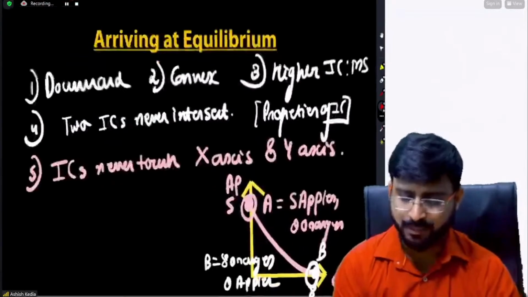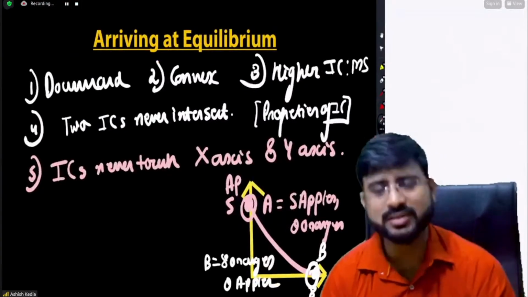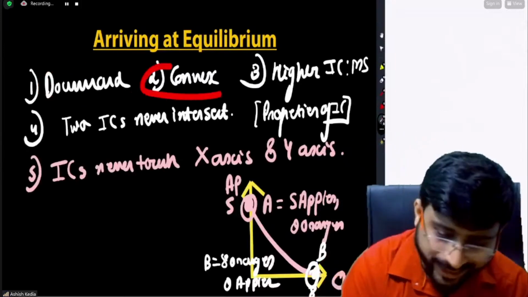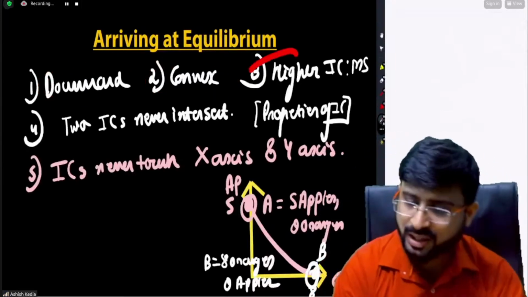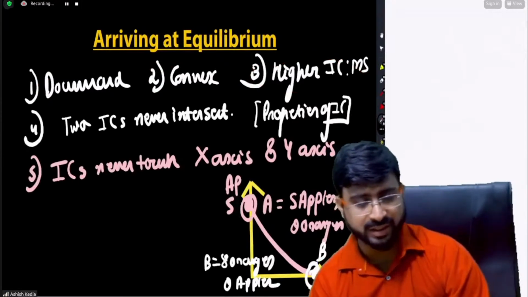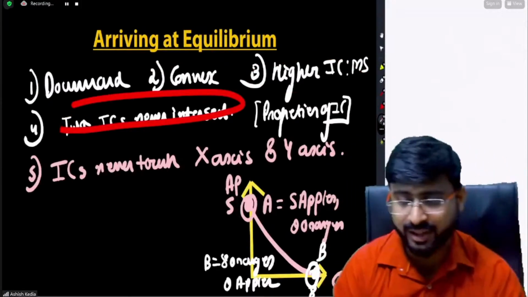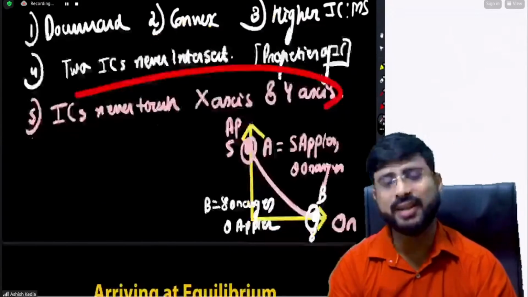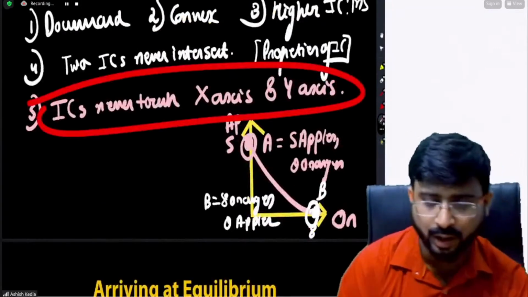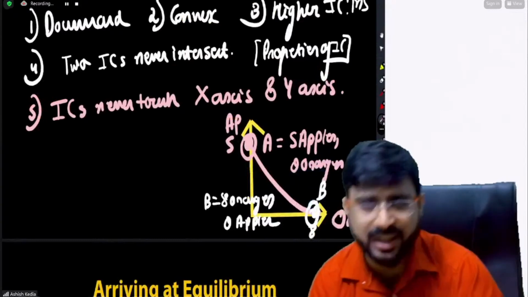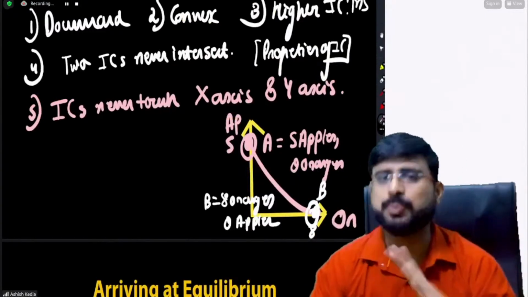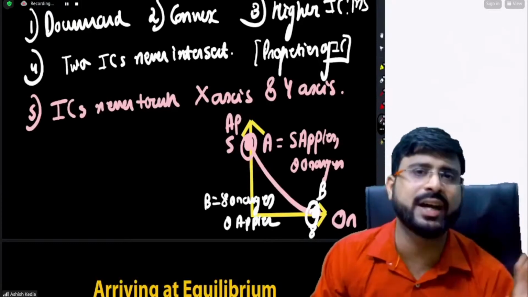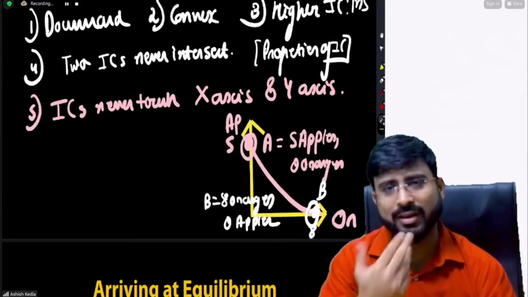So, to sum it up, indifference curve has the following properties. Number one, it is downward sloping. Number two, it is convex to the origin. Number three, higher indifference curve gives more satisfaction. Two indifference curves can never intersect. One more feature, write it down: indifference curves will never touch the x and y axis. I will explain why. First, you write it down. Why? I will answer that.